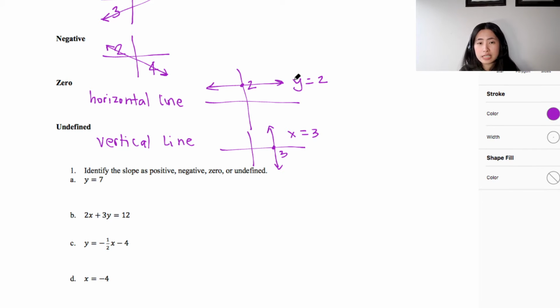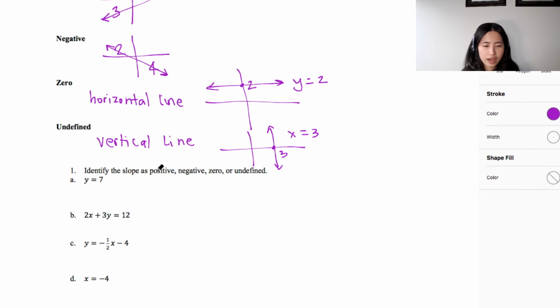This could be y is equal to -2, and this could be x is equal to -3. It doesn't have to be a negative number or a positive number for you to be 0 or undefined. As long as you know you're a horizontal line, or a vertical line, that means you're 0 and undefined respectively. Okay, great. So let's get to the following question.